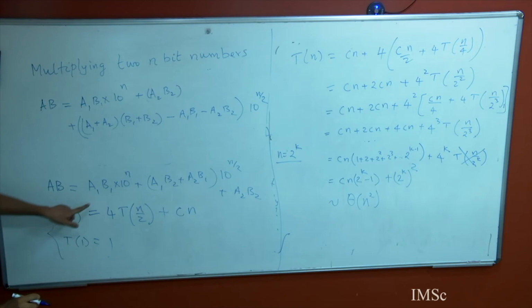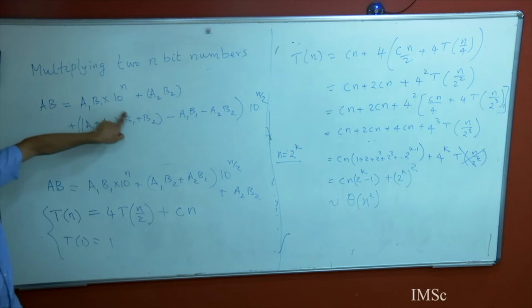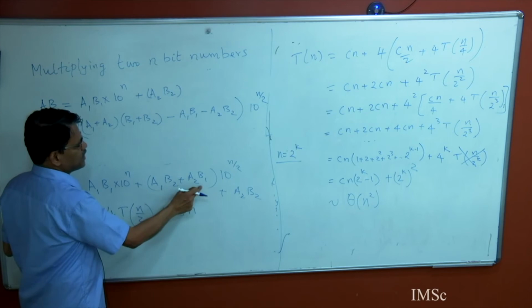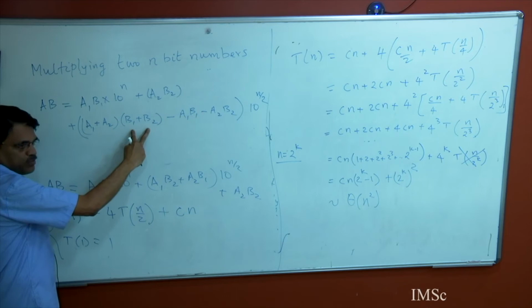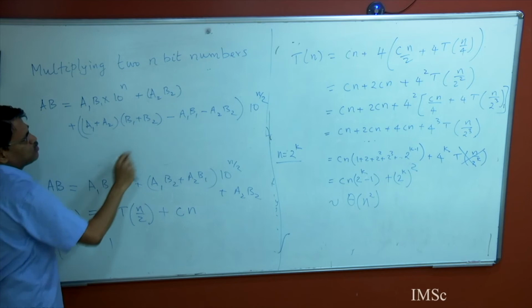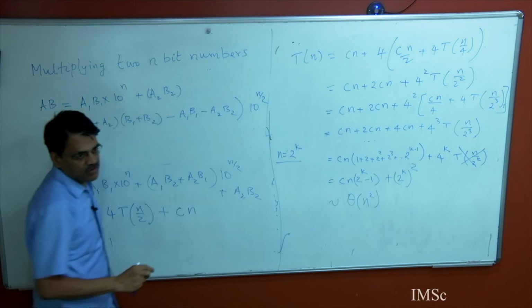Okay, so what am I saying? A1 B1 into 10 power n, I have copied it here. This A2 B2, I have copied it here. This middle term, A1 B2 plus A2 B1, I have written it as A1 plus A2 into B1 plus B2 minus A1 B1 minus A2 B2. So, what is left is A1 B2 and A2 B1 times, of course, 10 power n by 2. Okay, this looks like some jugglery I did.